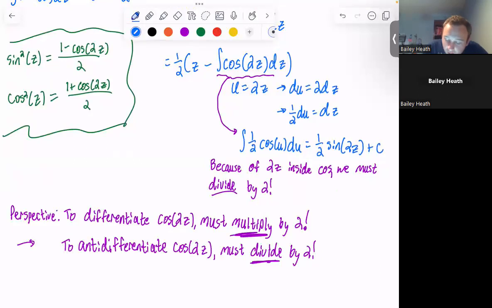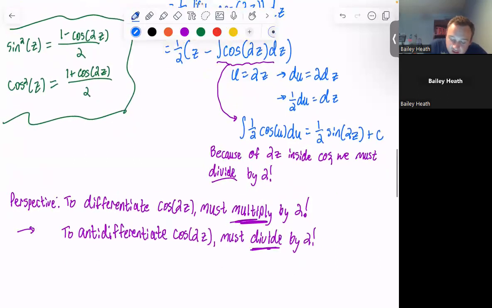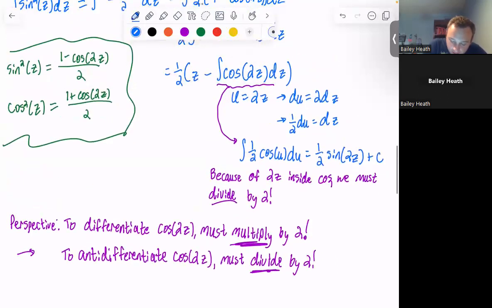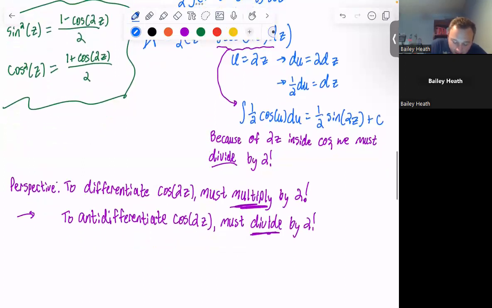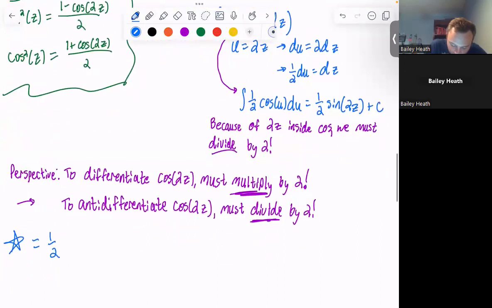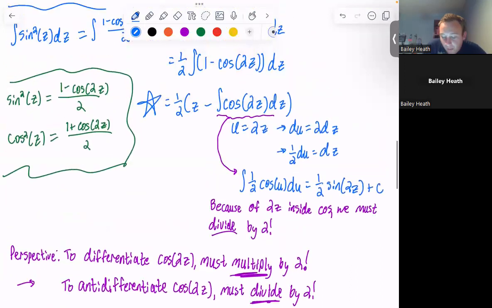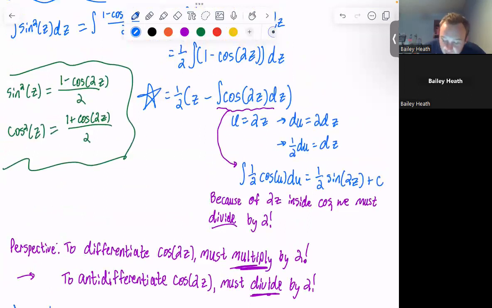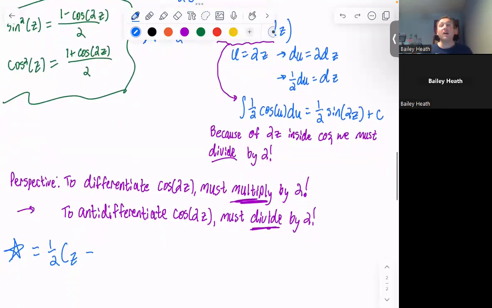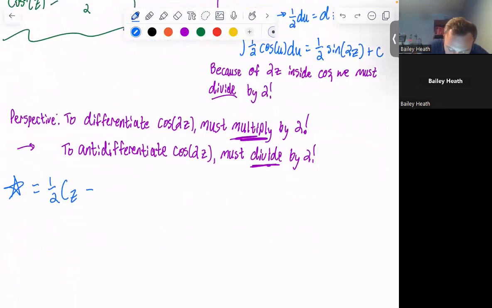So what is the point of all this? All of this is to say, if we start here with our integral, and come back down and continue, we get our 1/2, we get z minus, and now this integral of cosine of 2z dz. Well, the antiderivative of cosine is sine. So this is going to become sine of 2z, but now I must divide by 2, plus c.